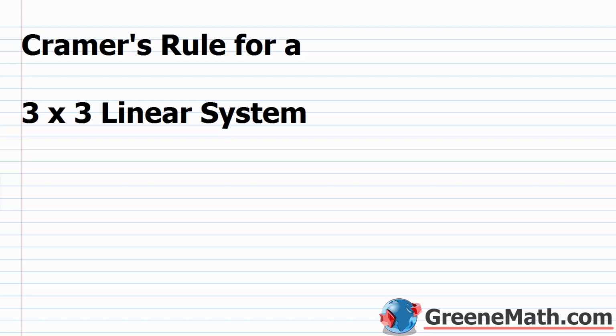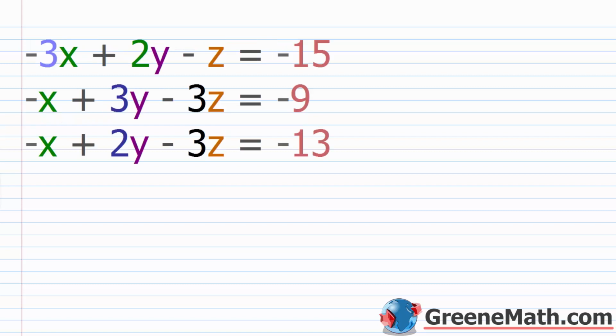In this lesson, we want to talk about Cramer's rule for a 3x3 linear system. In the last lesson, we talked about using Cramer's rule to solve a 2x2 linear system. Now we're just going to take the next step and look at some examples with a 3x3 linear system. This is no more difficult. It's just a little bit more tedious, because it takes more time to calculate things.